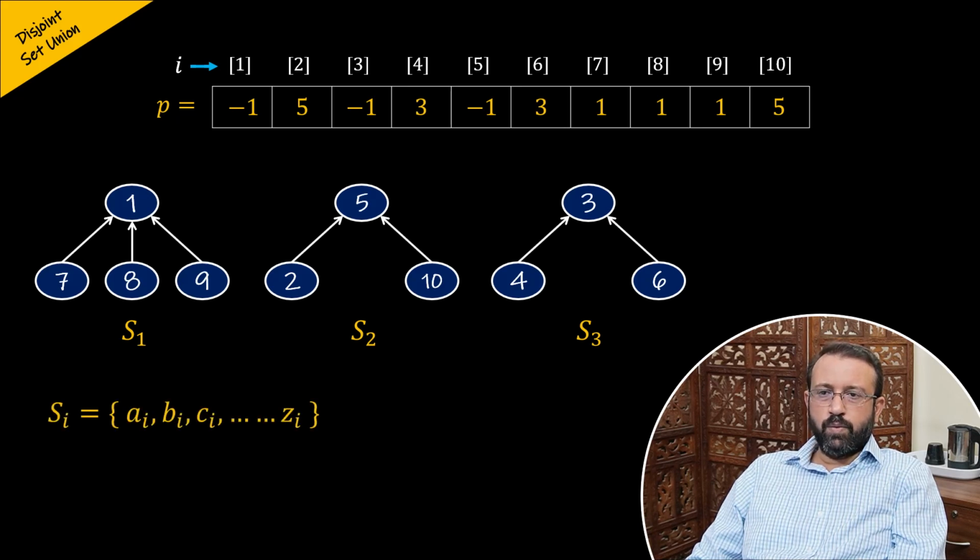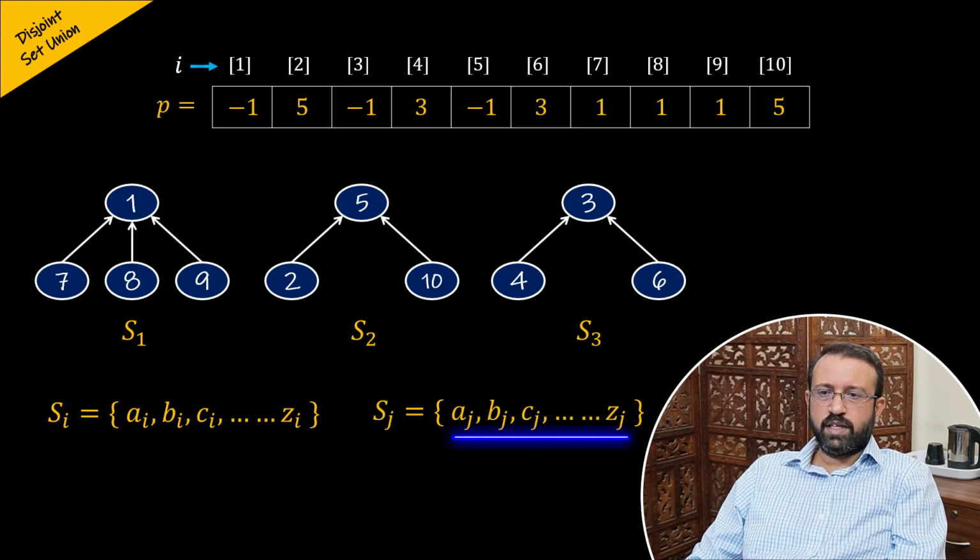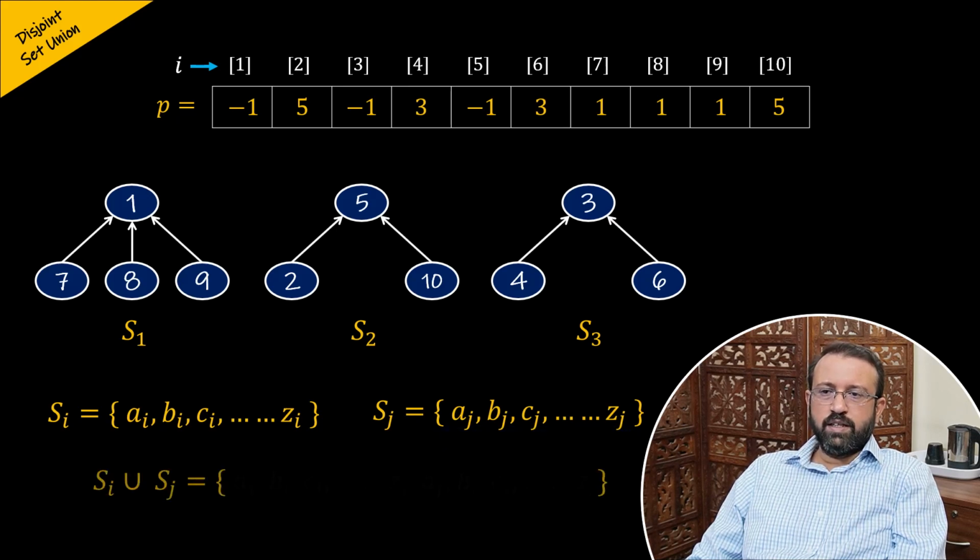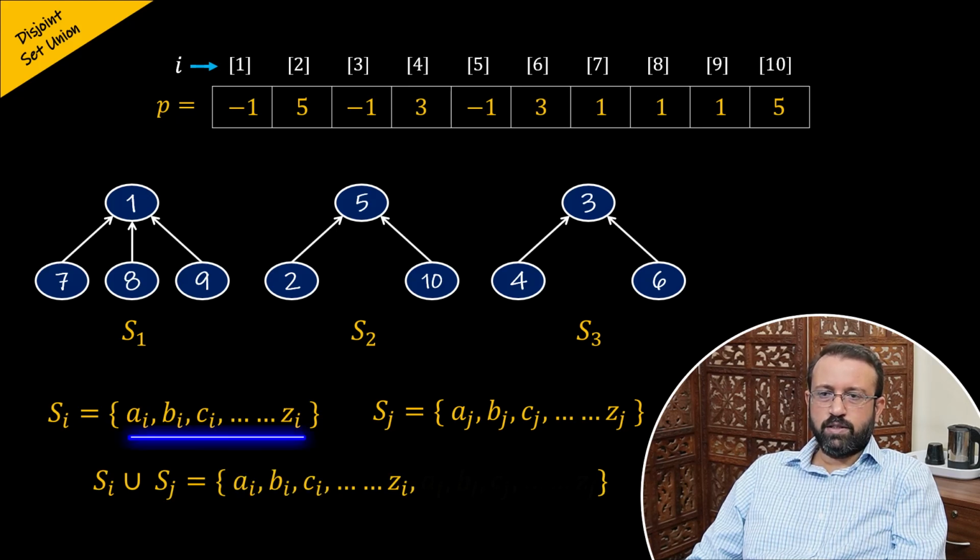Let us consider we have a disjoint set Si with the elements Ai, Bi, Ci, and so on till Zi, and another disjoint set Sj with the elements Aj, Bj, Cj, so on till Zj. Then the union operation on disjoint sets Si and Sj is a set of all the elements of set Si together with all the elements of set Sj.